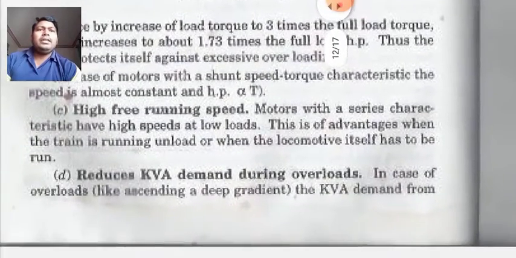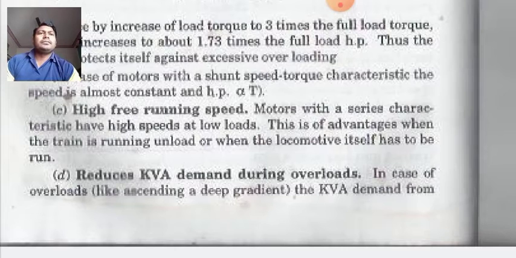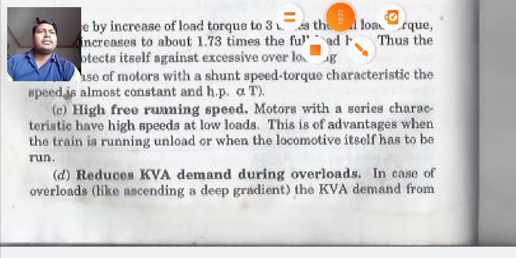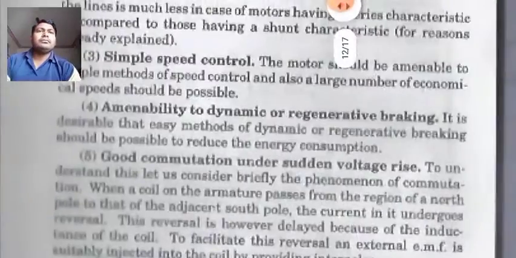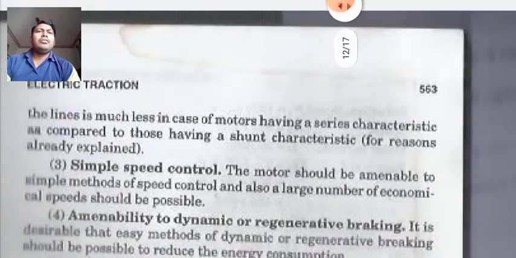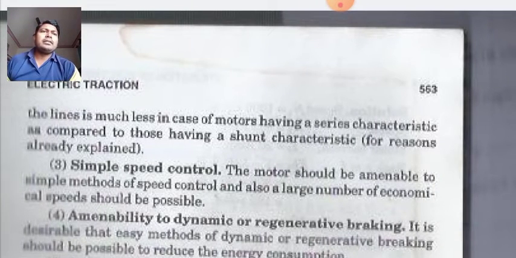Now, high free running speed. Motors with series characteristics have high speed at low loads. This is an advantage when the train is running light or when the locomotive itself has to be run. Reduces KVA demand during overload. In case of overloads, the KVA demand from the lines is much less in motors having series characteristics as compared to those having shunt characteristics, for reasons already explained.